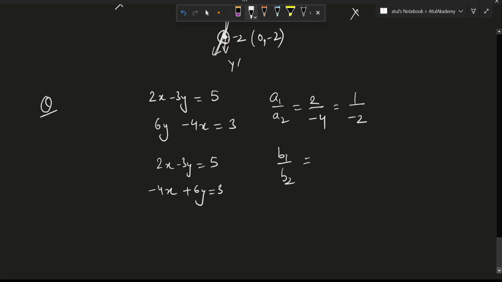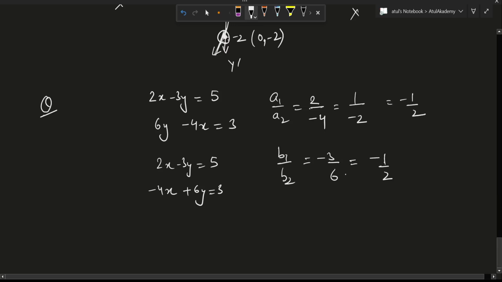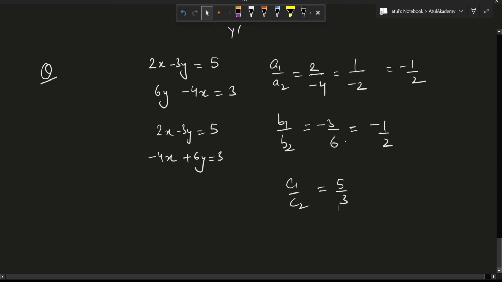b1 by b2 is how much? Minus 3 by minus 4, which is 3. Again, I wrote it wrong, sorry. b1 by b2 will be minus 3 by 6, which is also minus 1 by 2. I can write it in standard form. Then c1 by c2 is what? 5 by 3. So from here we see that a1 by a2 and b1 by b2 are equal, but c1 by c2 is not equal.